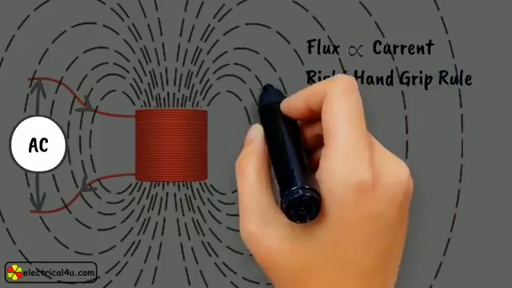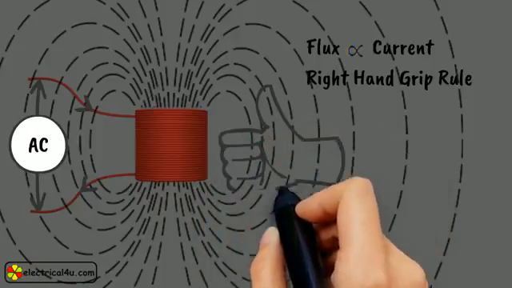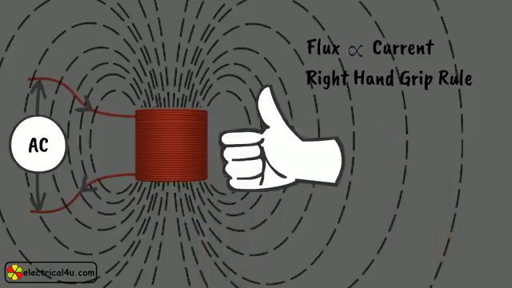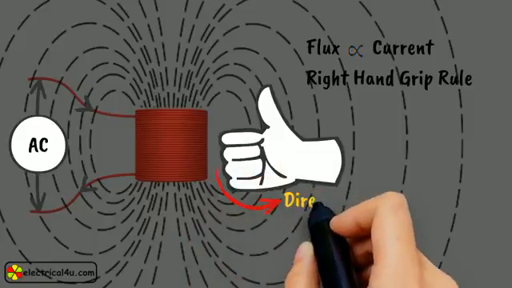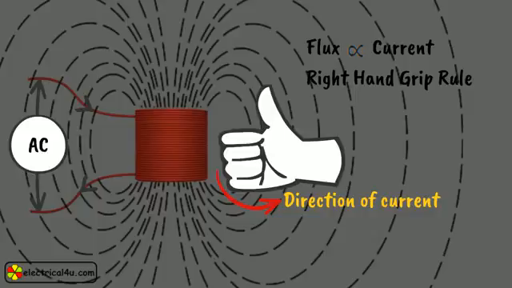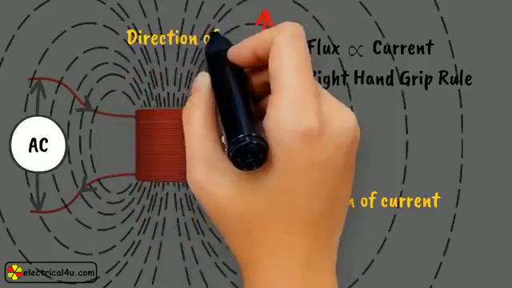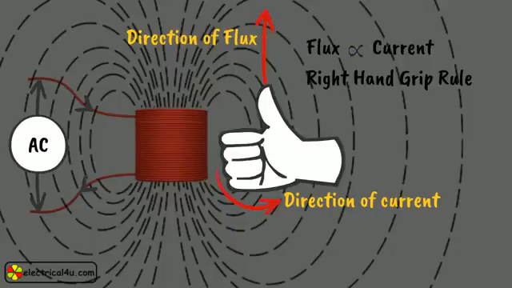This rule states that when we grip our right hand, stretching the thumb along the axis of the coil or winding, and the other four fingers along the direction of current in the coil, then the thumb indicates the direction of produced flux inside the coil along the axis.